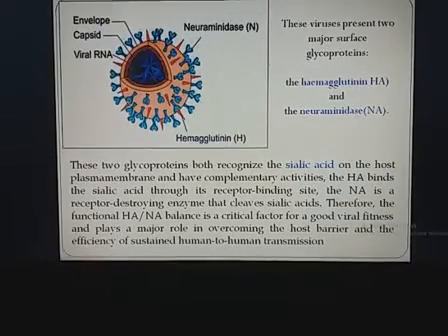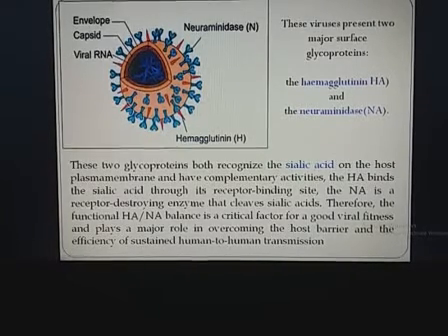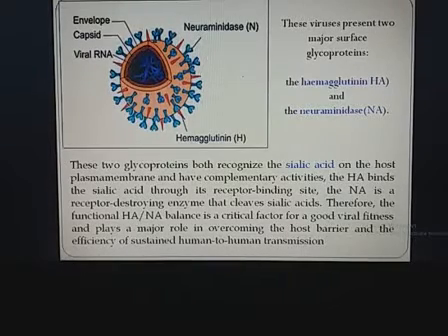These two glycoproteins recognize the sialic acid, another glycoprotein or glycolipid present on the host plasma membrane, and have complementary activities. That means these spike proteins make a complementary attachment with the sialic acid present in the plasma membrane of the host cell. The HA, or hemagglutinin, binds with the sialic acid through its receptor binding site, and NA, or neuraminidase, is a receptor-destroying enzyme that cleaves the sialic acid. Therefore, the functional balance of hemagglutinin and neuraminidase is a critical factor for viral infection, and plays a major role in overcoming the host barrier and the efficiency of sustained human-to-human transmission.